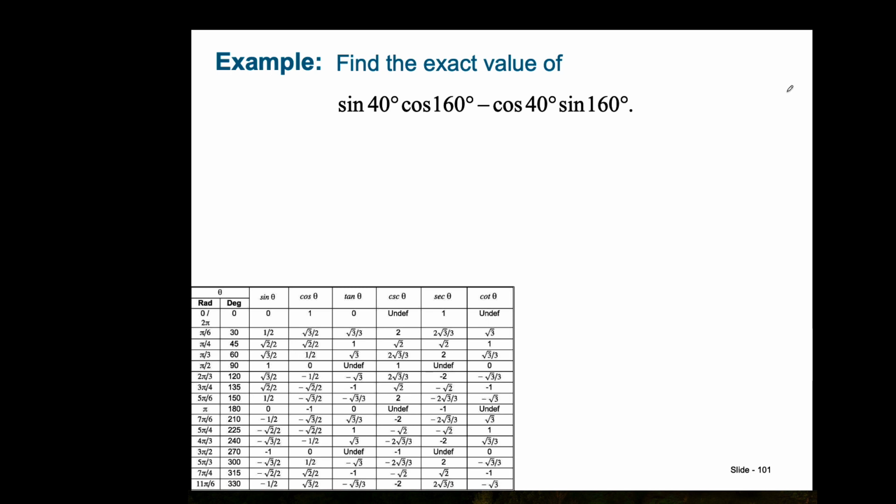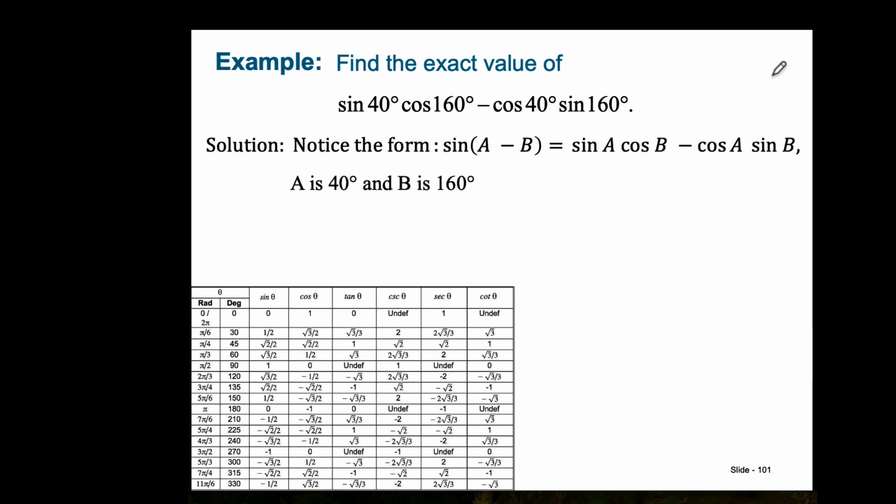Welcome back. If you decided that this looks like the difference of two angles identity for sine, nice work. See, it matches up. Sine, sine, cosine, cosine, subtraction, cosine, and then sine again. Then we apply that. We take our 40 and our 160 degrees, making them angles A and B. Their difference is 120 degrees.